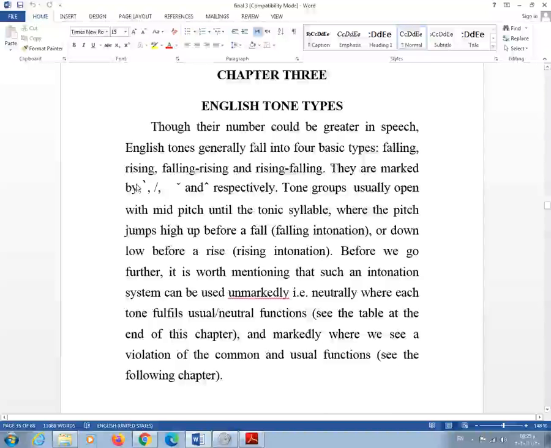They are marked by these marks. As you see, this is falling, this is rising, this is falling-rising, which looks like a small V, and this is rising-falling, respectively. So these are the basic tone types in English that we're going to study, and see how they are used, in which situations, and what the function of each one is. We're going to study this chapter and the following chapter.